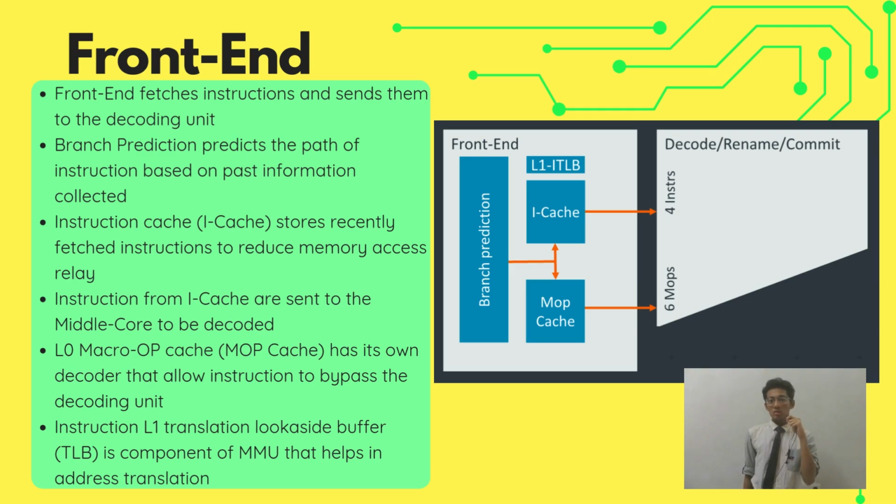The I cache stores the instructions that have recently been fetched so that the processor does not need to wait to access the main memory to get the instruction, which is much faster. Every instruction that is fetched from the I cache is sent to the middle core to be decoded. The MOP cache has its own decoder that allows instructions to bypass the middle core and be sent straight to the execution unit, which increases the efficiency. Finally, the instruction L1 translation look-aside buffer (TLB) is a component of the memory management unit, the MMU, that helps in address translation. This will be further discussed in the MMU section.